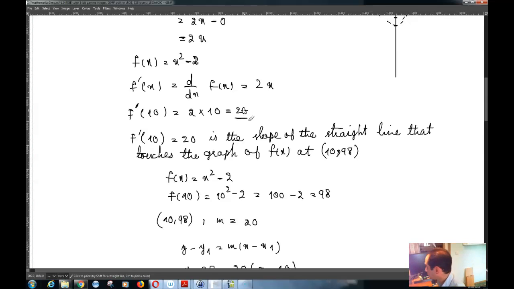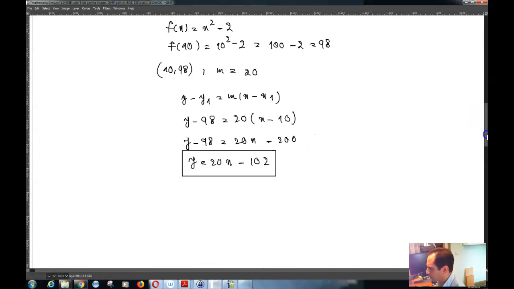Anyway, the next question that we have is we want to find the derivative of x at x is equal to 1. We want to find the derivative of x at x is equal to 1.